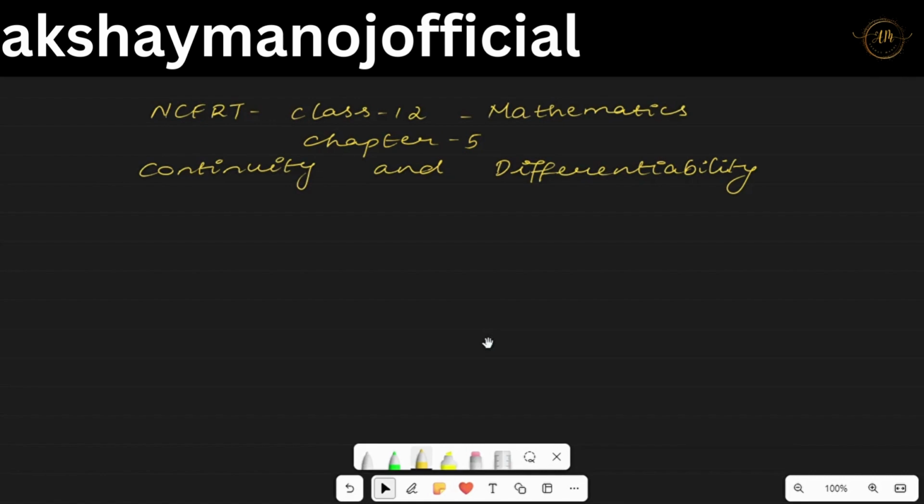In today's session, we are taking a new chapter under NCERT Mathematics, Grade 12. The chapter name is Continuity and Differentiability. I will be discussing only the exercise problems, because the example problems have their own solutions over there and they have been explained even better.